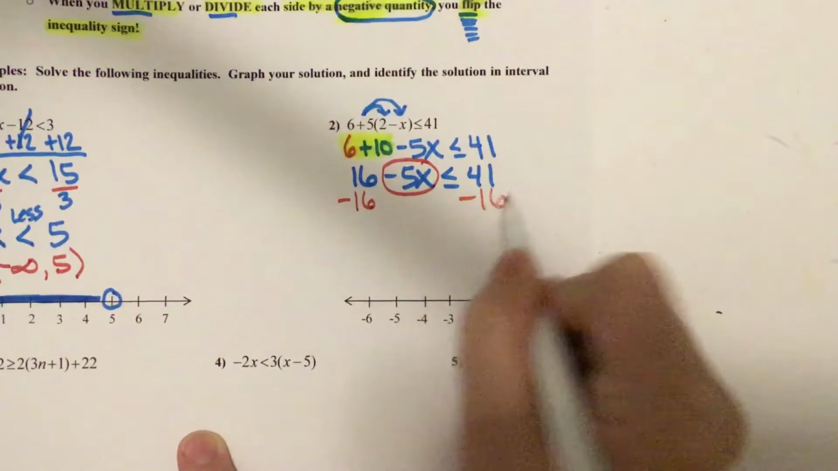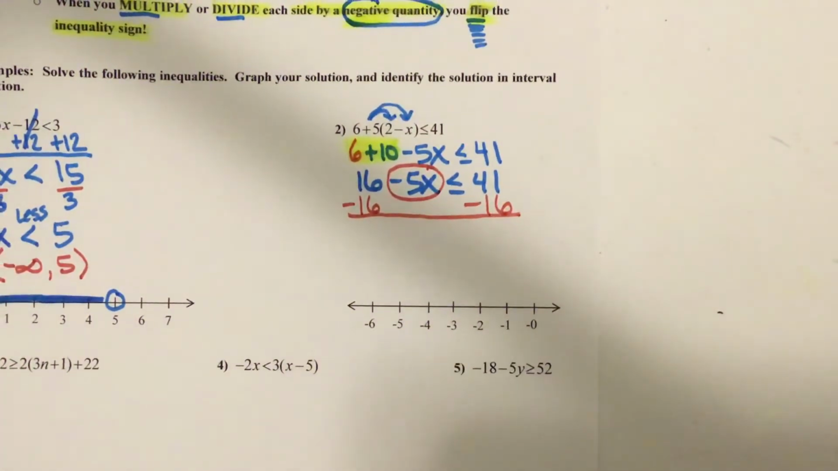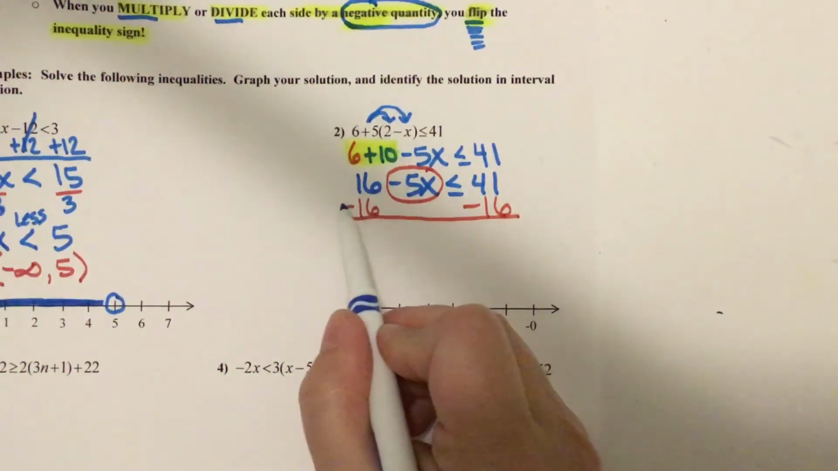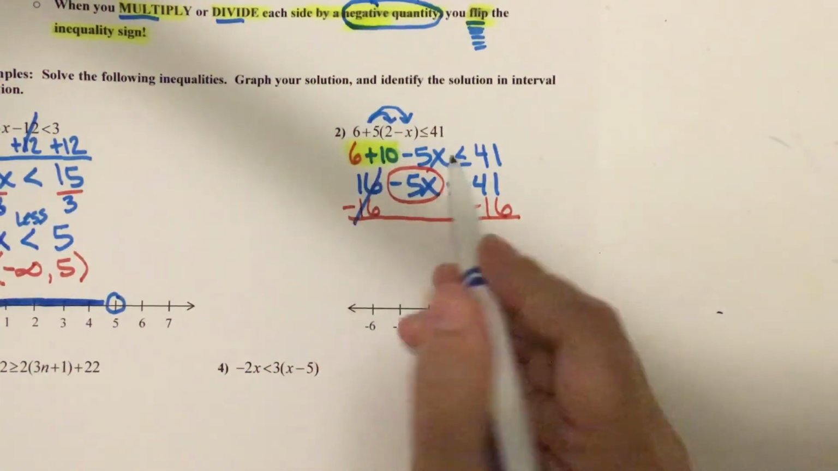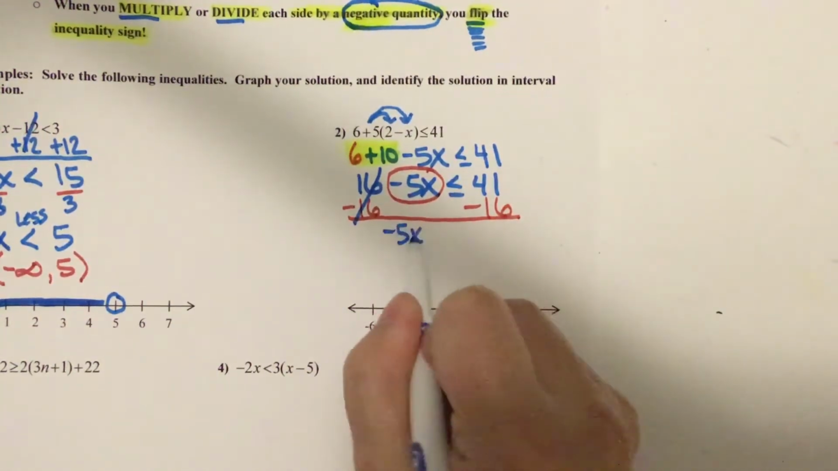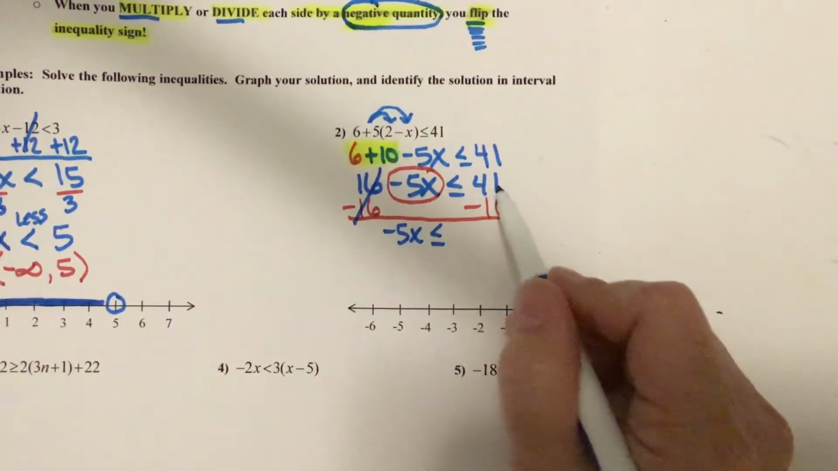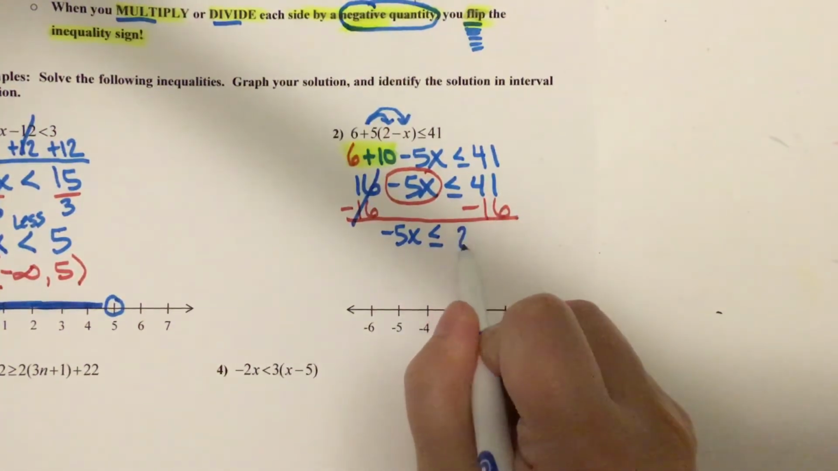And the reason it's a positive is because there's nothing to the left of it. So I'm subtracting 16 because 16 minus 16 is 0. So shoop, that's gone. Bring down this minus 5x. Bring down your symbol. And then 41 minus 16 makes 25.